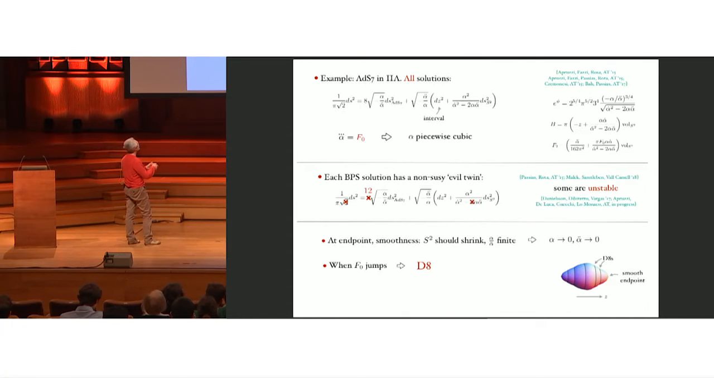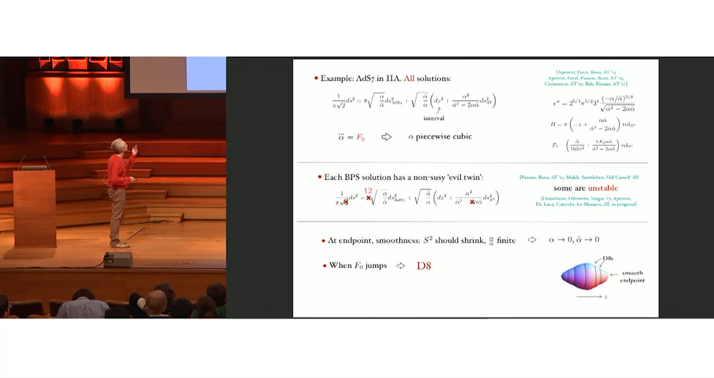Another observation is you can let F0 jump. By definition, that's a D8 brane. And this is in no contradiction with this metric, because you can just make sure, by changing the triple derivative of alpha, that the thing is still continuous, so that all the coefficients are still continuous. It won't be differentiable. The lack of differentiability represents the backreaction of the D8 branes in these solutions. Okay, so with these two ingredients, we can already find infinitely many solutions.